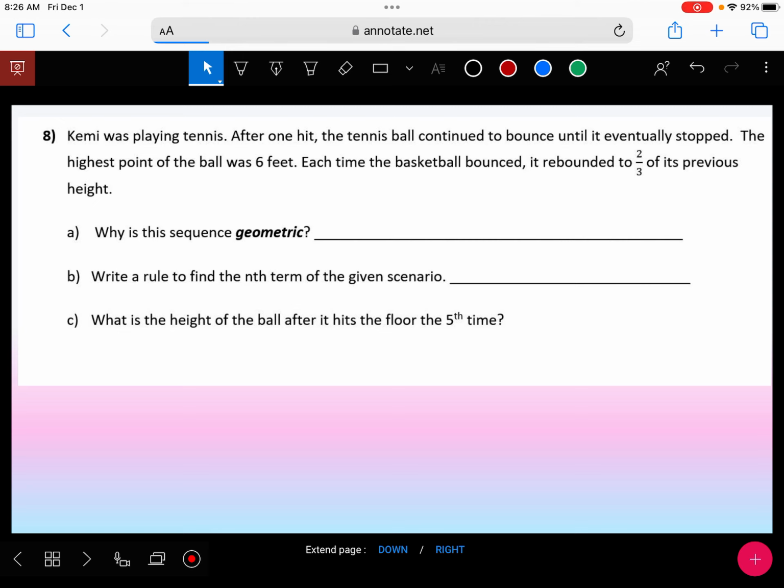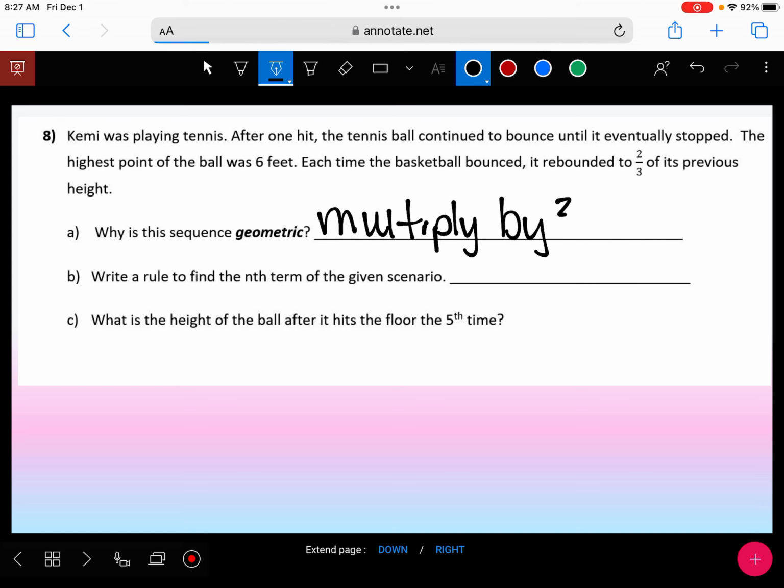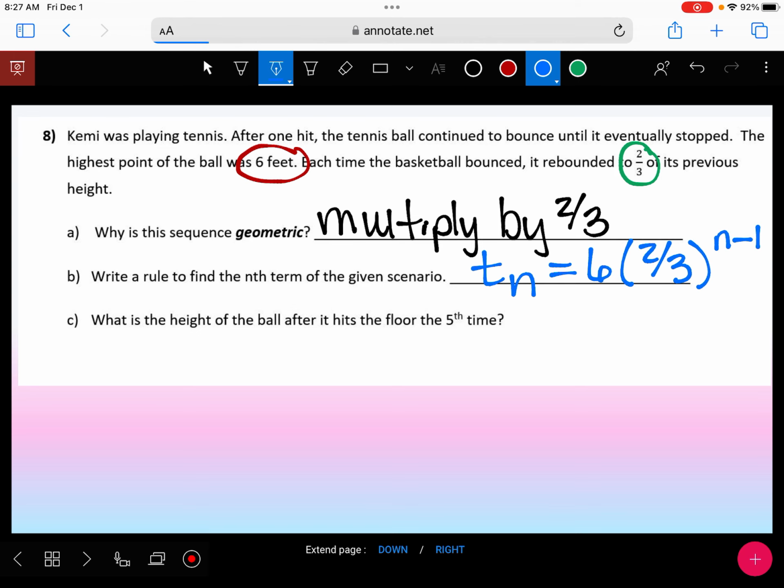So why is this geometric? It's geometric because we're multiplying. Yeah, we're on number 8. Sorry, multiplying by 2/3. That's why this is geometric. So when we write a rule, T1 is the height that we started off with, which is 6. And my common ratio is 2/3. So my rule would be T sub n equals 6 times 2/3 to the power of n minus 1.